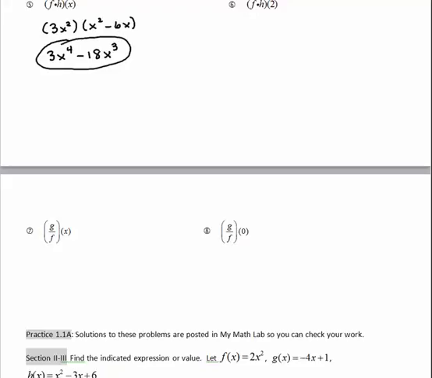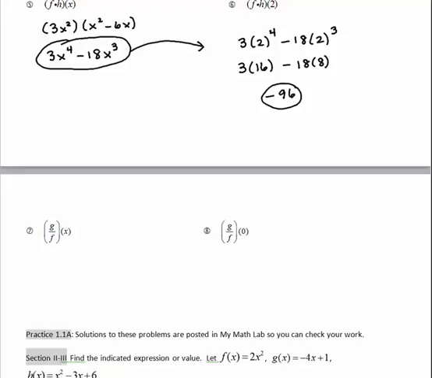In number 6, I want to find f times h of 2. Because the 2 is after the function, it's telling me to replace the variable with 2. So I'd have 3 times 2 to the 4th minus 18 times 2 cubed, which would be 3 times 16 minus 18 times 8. And plugging that into my calculator, I get negative 96.